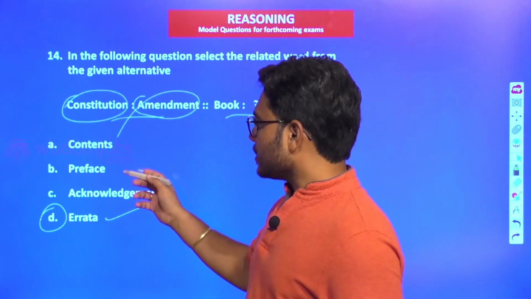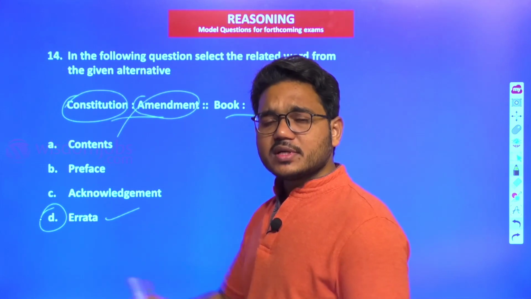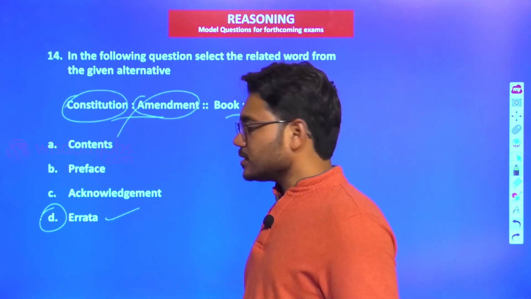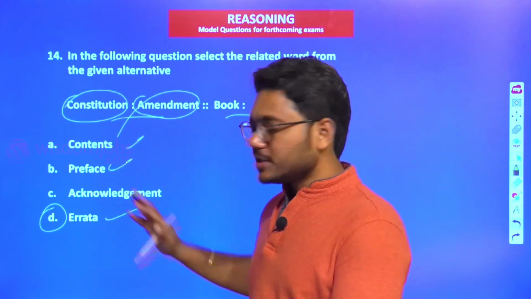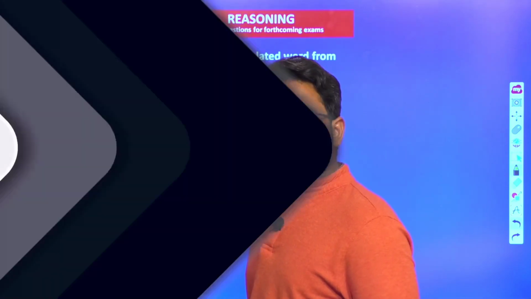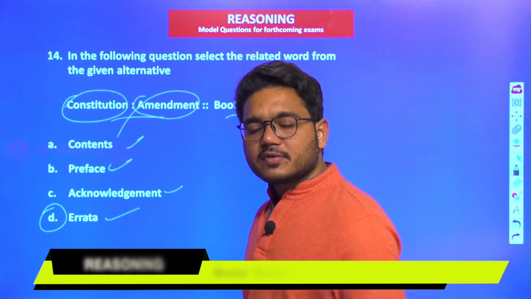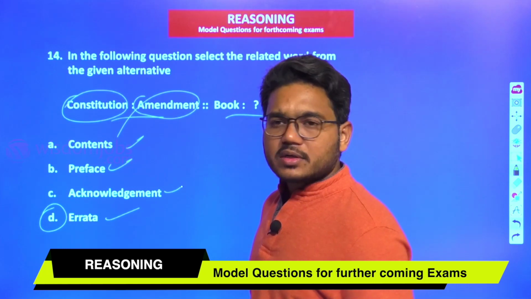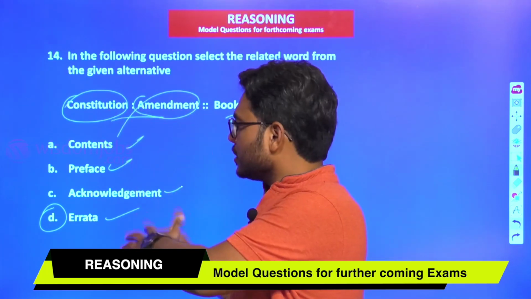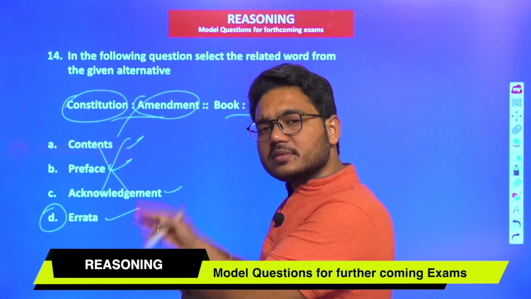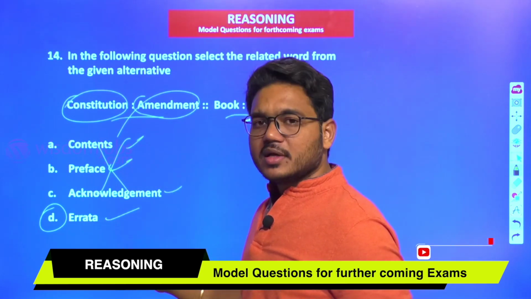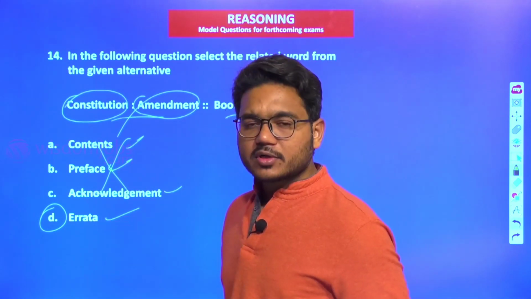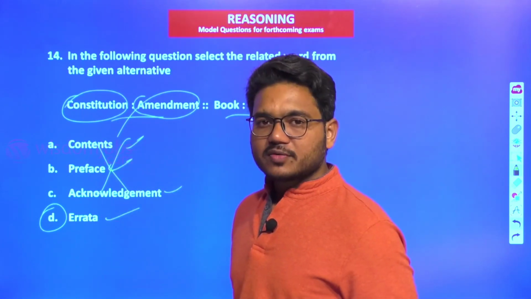Preface: you have the introduction to that book, isn't it? What is included, what made the author write that book. Acknowledgement is where the author acknowledges someone for helping in writing this book. These definitely do not fall under this relation, so obviously these are not our answers. By excluding those terms we can easily answer. I gave this approach because you don't usually see this word errata. So this is how you approach it the other way, isn't it?